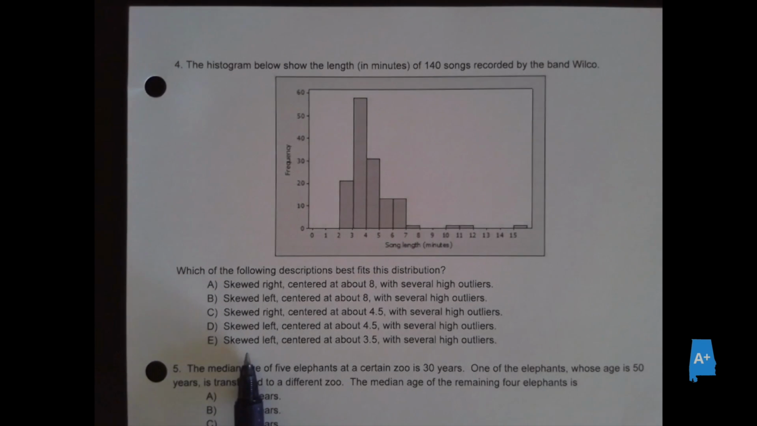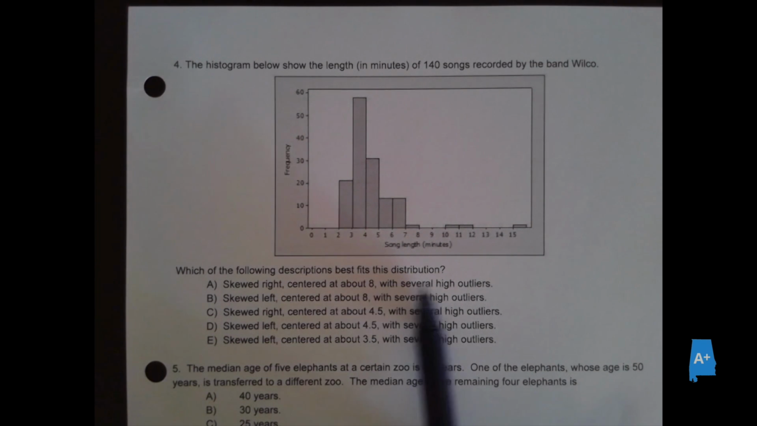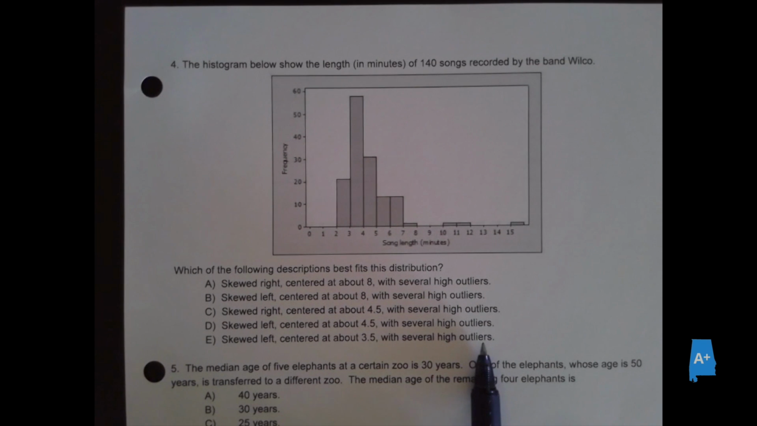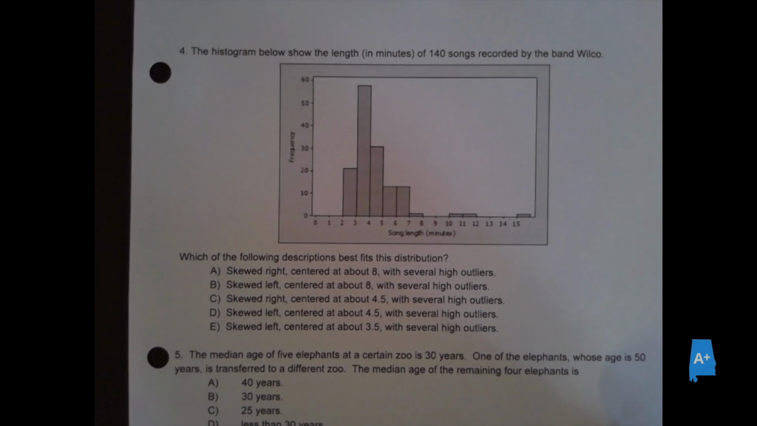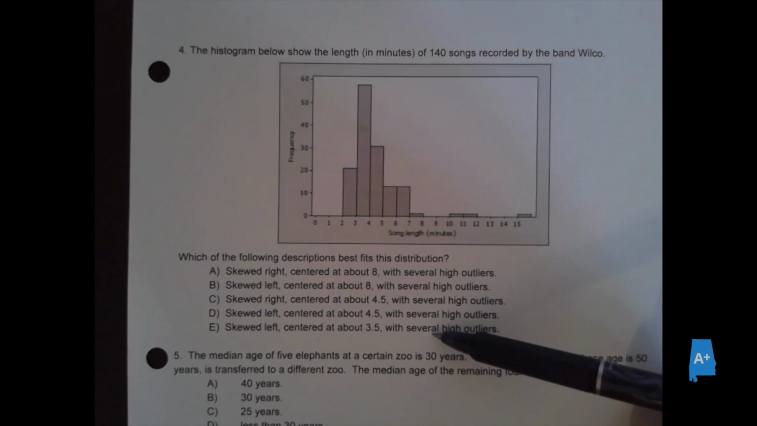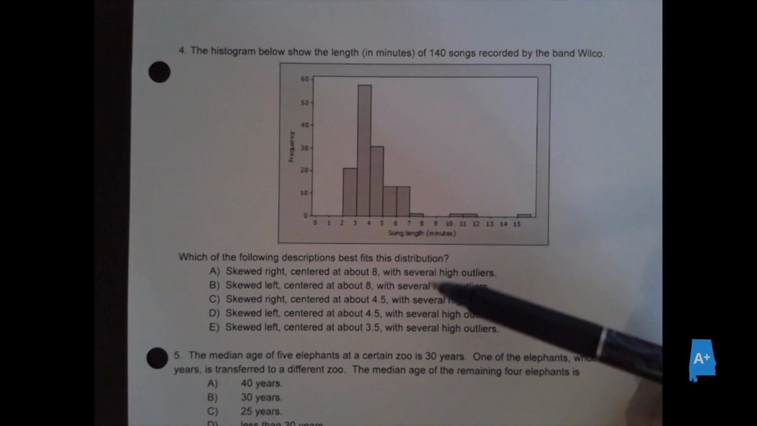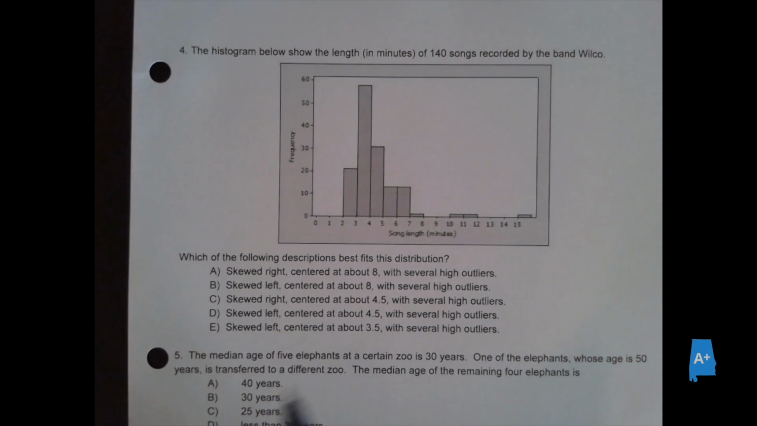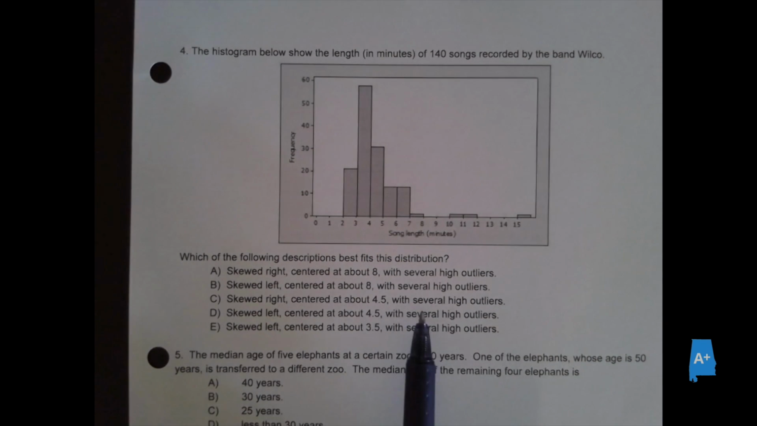So I have to look at this and figure out, I'm looking at my multiple choice. Is it skewed? Where is the center? And all of them have this same end part, so that's not a real big player in this. You might not work so hard. If all of these have this as a component with several high outliers, then that's not really what we're worried about. They're all the same. So the skewed and the center are what we're worried about.